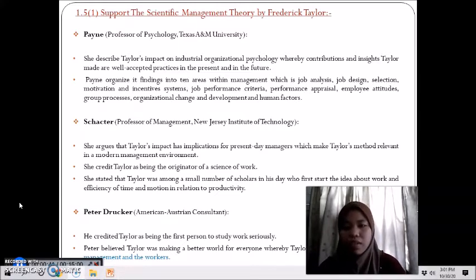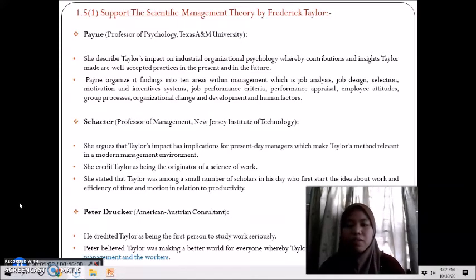Second person is Schechter. She argues that Taylor's impact has implications for present-day managers, which makes Taylor's methods relevant in a modern management environment. She credits Taylor as being the originator of the science of work. She said that Taylor was among a small number of scholars in his day who first started the idea about work and efficiency of time and motion in relation to productivity.